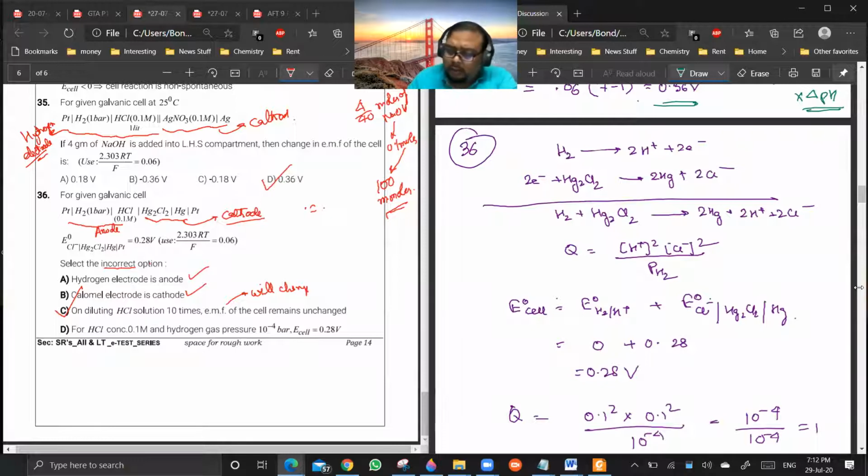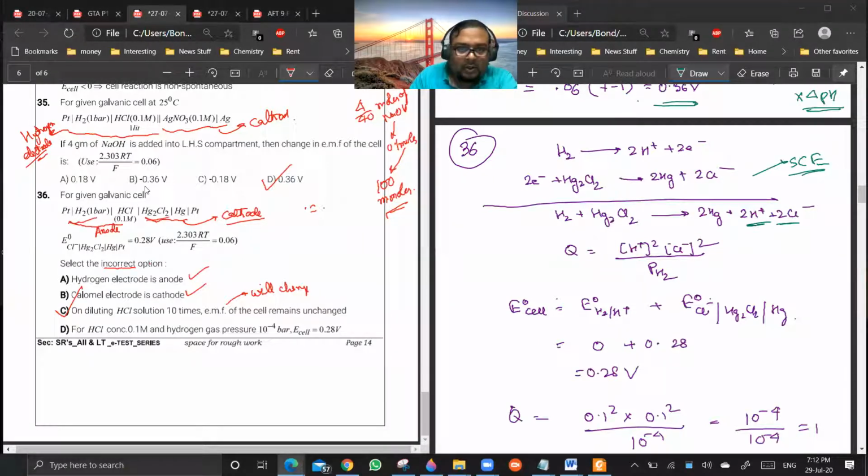Because you see, 36 is writing the equation. This is the standard Calomel electrode which we are talking about. Hg2Cl2 will take 2 electrons, giving 2 Hg plus 2 Cl minus, and H2 giving 2 H plus plus 2 electrons. If I add these two, I get H2 plus Hg2Cl2 giving 2 Hg plus 2 H plus plus 2 Cl minus. So Q for this can be written as H plus square into Cl minus square over the pressure of H2. Now HCl is common to both compartments.